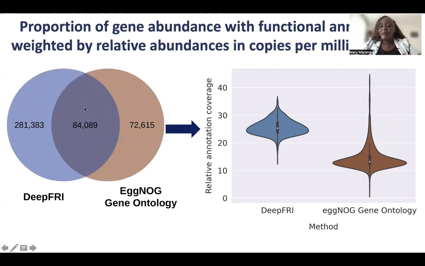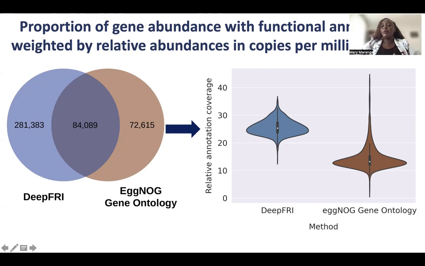By further filtering these GO terms, we reduce the number of genes that are annotated by both methods. This Venn diagram shows a comparison of genes that are annotated by EGGNOG and DeepFRI using only informative GO terms. So we see around 84,000 genes that are common between both methods, 281,000 genes that are unique to DeepFRI, and 72,000 genes that are unique to EGGNOG.